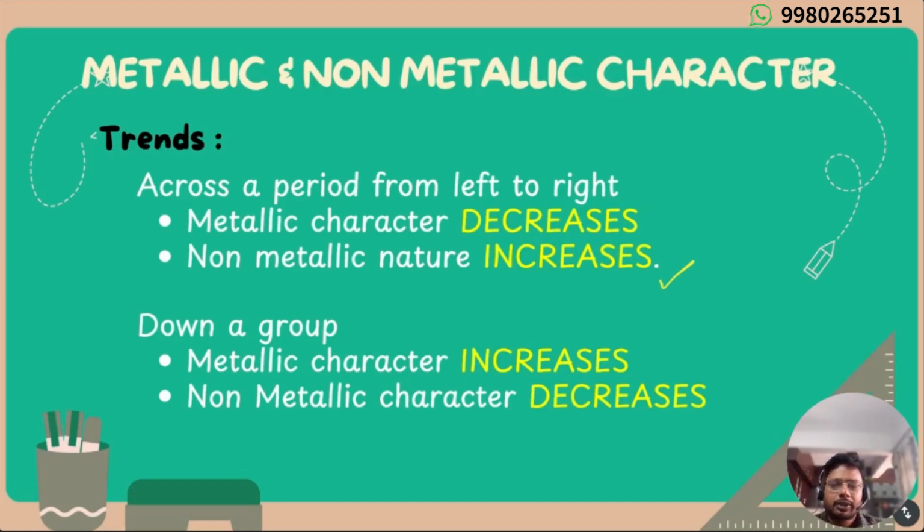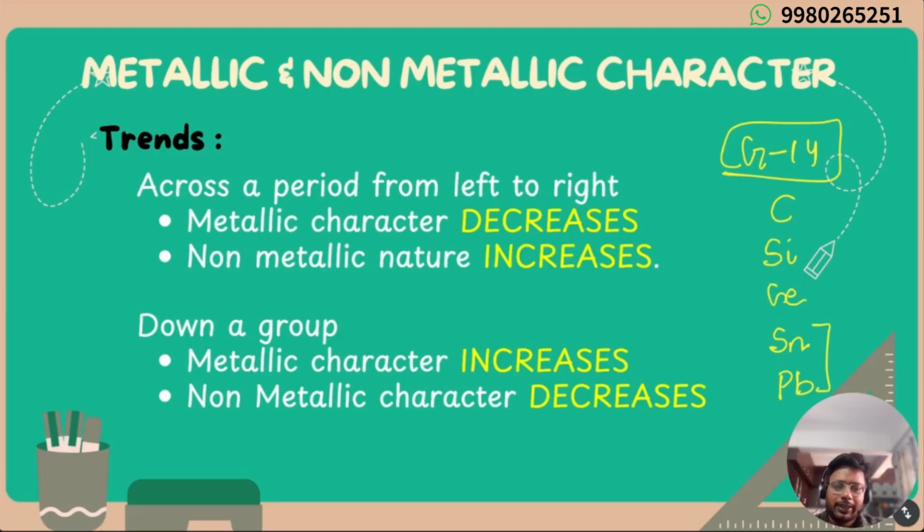Okay, going down the group, metallic characteristic increases. To understand this better, the best example of a group you can use is the carbon family, group 14. In group 14, the first element is carbon. This is a non-metal. After carbon, we have silicon. This is a metalloid, intermediate between non-metal and metal. Then germanium, that is also a metalloid, in between metal and non-metal. And then you further go down. You have tin and lead. Tin and lead, we are familiar, they are metals.